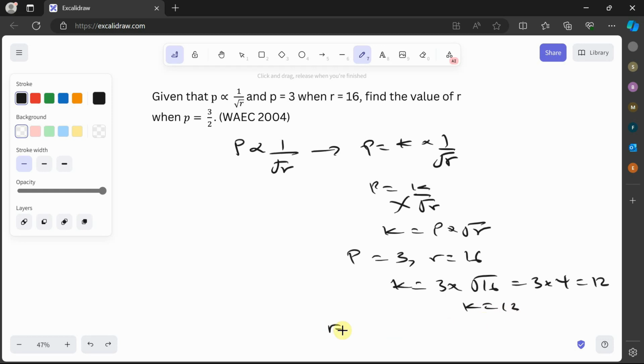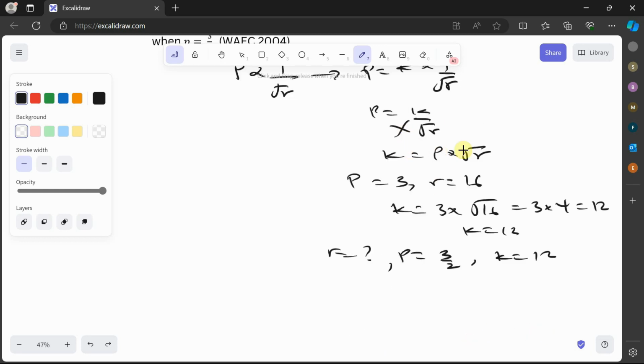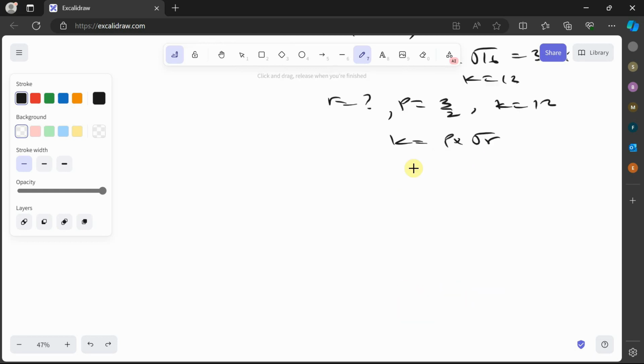So we're told to find r when p is equal to 3 over 2. And of course, we know that our k is equal to 12. So now let's substitute into any of these equations. I'll just choose the second one. So we say k is equal to p times square root of r. So this is 12 is equal to 3 over 2 times square root of r.